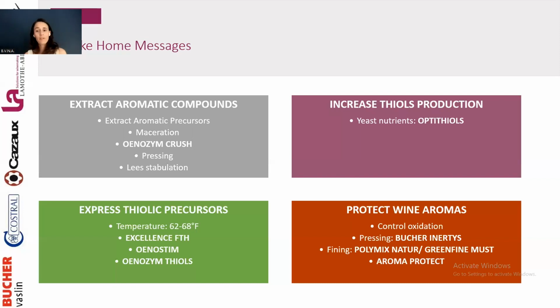And the last point here is to protect or preserve all the aromas or the aromatic precursors by controlling oxidation, being extremely careful with dissolved oxygen, being on top of your sulfur addition. Also, the pressing step using an inert press such as Bucher Inertis is huge. Fining has a big impact with pea protein, for example, the green fine must, and using Aroma Protect during aging also will really change your wine.